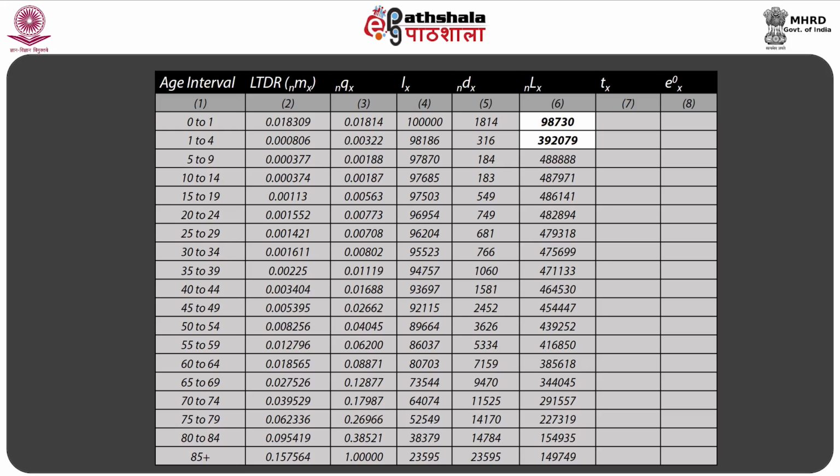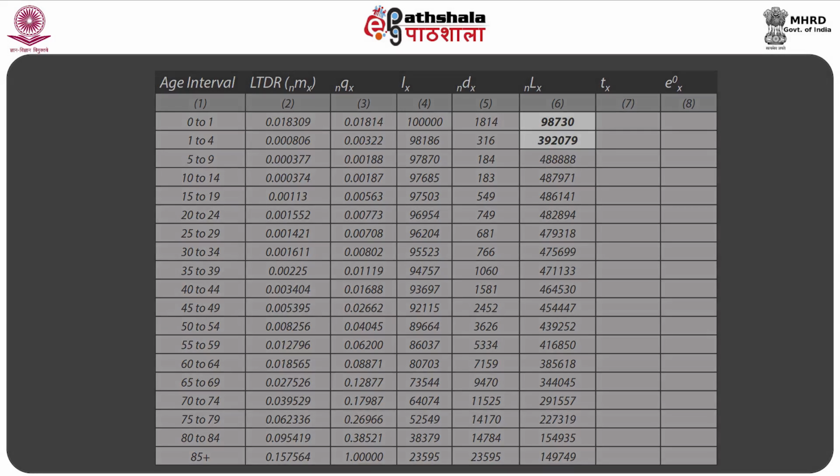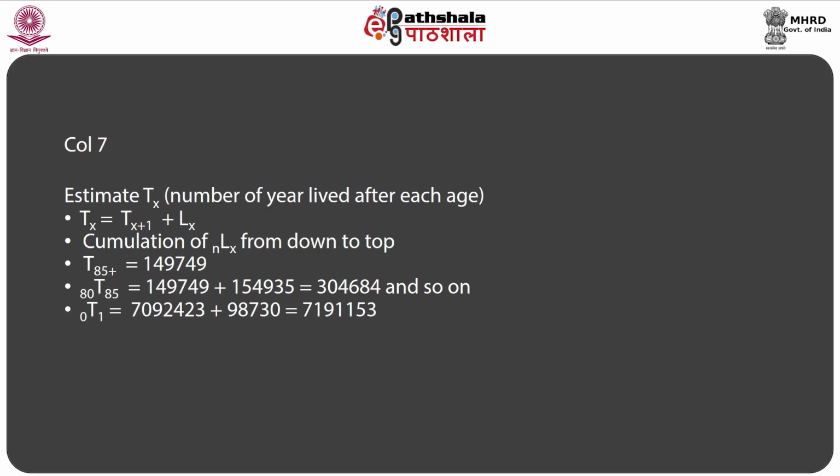For the last age group, the open-ended age group 85 plus, capital L85 equals small l85 divided by infinity capital M85, which equals 23595 divided by 0.157564, which equals 149749.